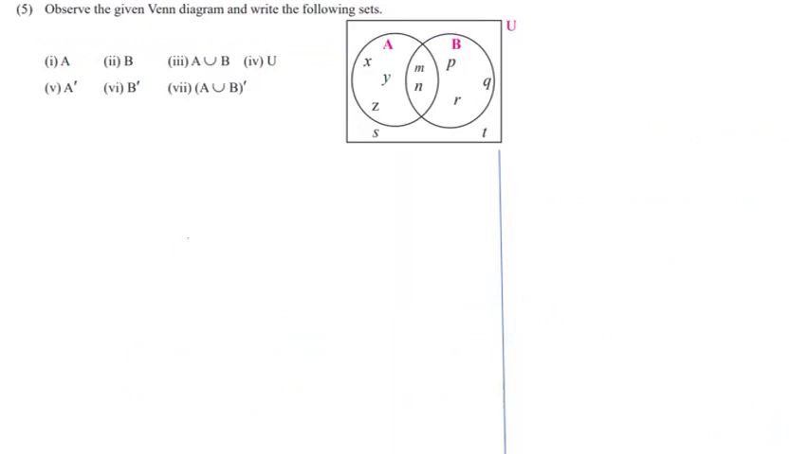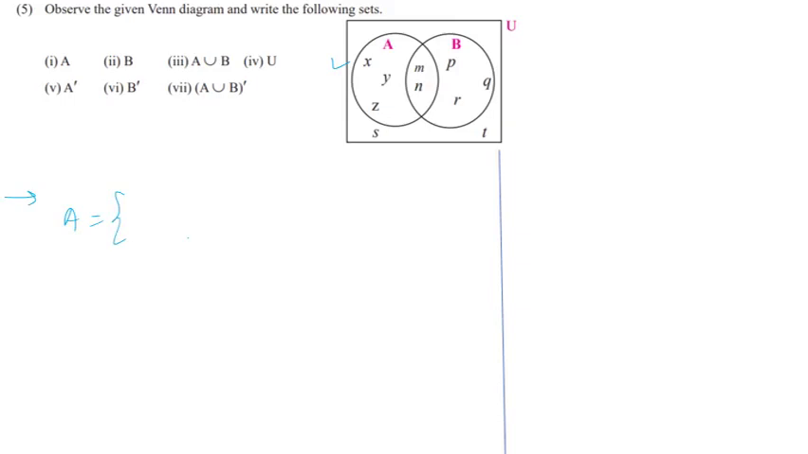Now this is the last example. Okay, very easy example. You only have to observe the Venn diagram and write the following sets. Write the following sets means you have to write the elements of the given set by listing method. Only observe the figure. See, A contains which elements?